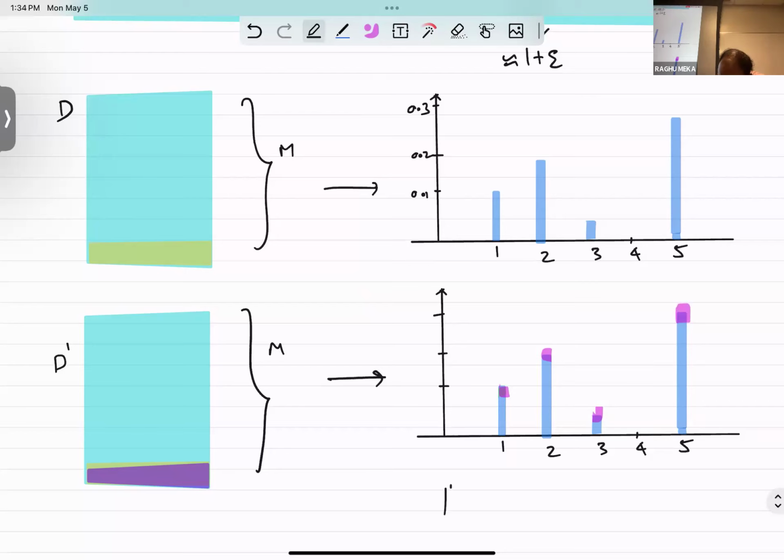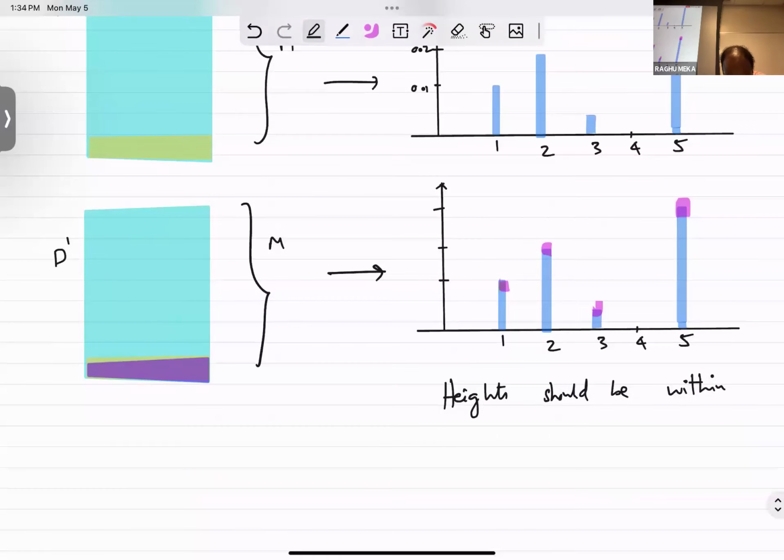Right, so heights should be within e to the epsilon factor of each other. Again, e to the epsilon is mainly for convenience because when you multiply, it becomes nicer. But really, think of it as like 1 plus epsilon. So epsilon is like 0.1 or something. Okay. Any questions?